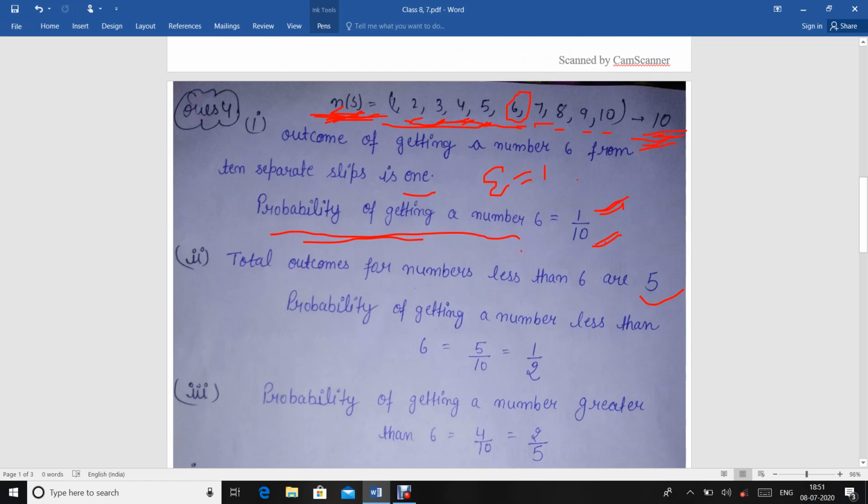And as you know that total outcomes are 10, so the probability of getting a number less than 6 is equal to number of events upon total outcomes. The number of events is 5 and total outcomes is 10, so we have 5 upon 10, and as you know that 5 upon 10 is equal to, 5 ones are 5, 5 twos are 10, so the answer is 1 upon 2.